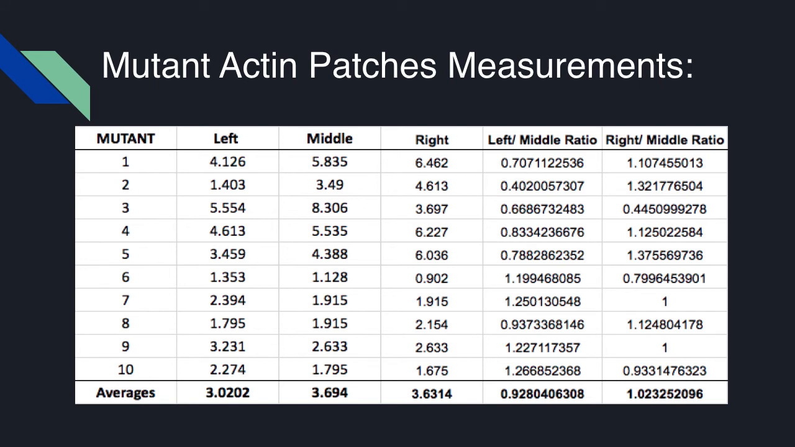Actin patch length measurements range from 0.9 micrometers to 8.3 micrometers, with the average length of the left actin patch measurement being 3.0 micrometers, the average length of the middle of the guard mother cell measurement being 3.7 micrometers, and the average length of the right actin patch measurement being 3.6 micrometers. There is a variation between the average left to middle ratio and the right to middle ratio, with a difference of 0.08 micrometers.